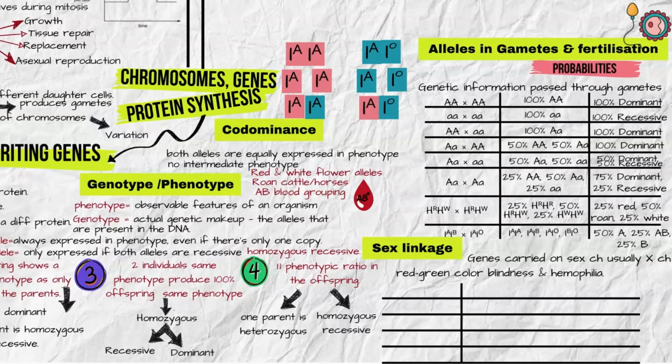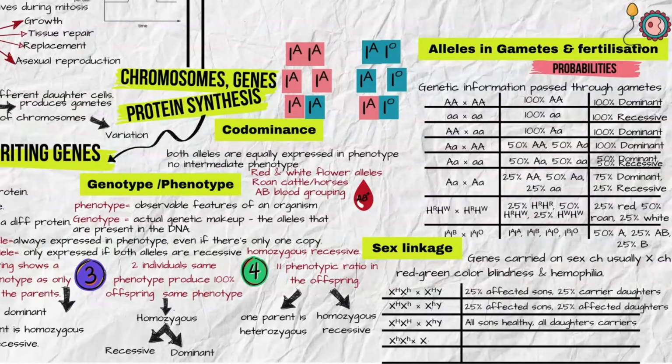If a carrier female marries an unaffected male, there's a 25% chance of affected sons and 25% chance of carrier daughters. If a carrier female marries an affected male, there's a 25% chance of affected sons and 25% chance of affected daughters. If an unaffected female marries an affected male, all sons will be healthy and all daughters will be carriers. If an affected female marries an unaffected male, all sons will be affected and all daughters will be carriers.